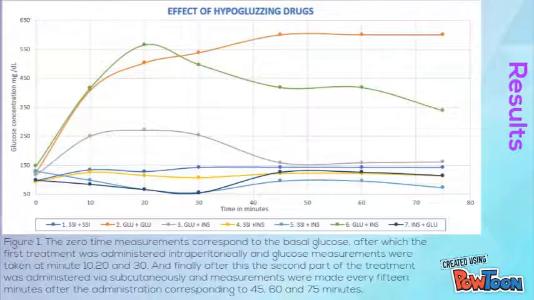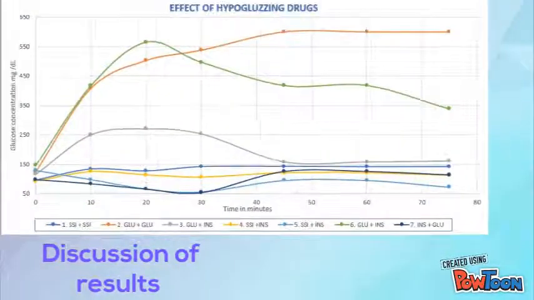Minutes 10, 20, and 30 correspond to the first part of the treatment by intraperitoneal route, and we must consider that minutes 45, 60, and 75 are similar to minutes 15, 30, and 45 of the second part of the treatment administered subcutaneously. The normal glucose values in rats are from 90 to 152 milligrams per deciliter.